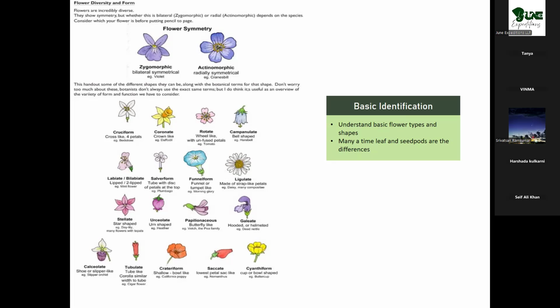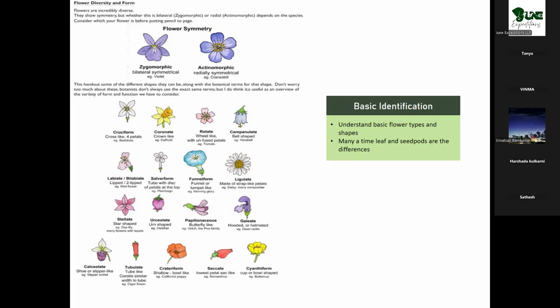So the basic flower shapes, you can see this. Some are very simple, just 4 petals like this, cruciform. And next is like this daffodil, with a corona. This crown-like structure we can see in our milkweed family. Most of the milkweed flowers will have this crown-like structure in the flowers. So once you start seeing them, you know that belongs to the milkweed family.